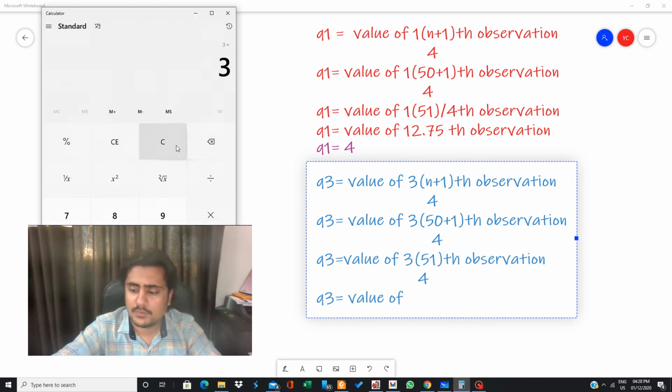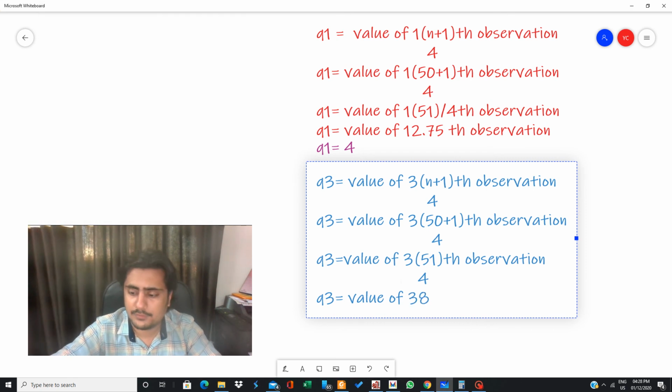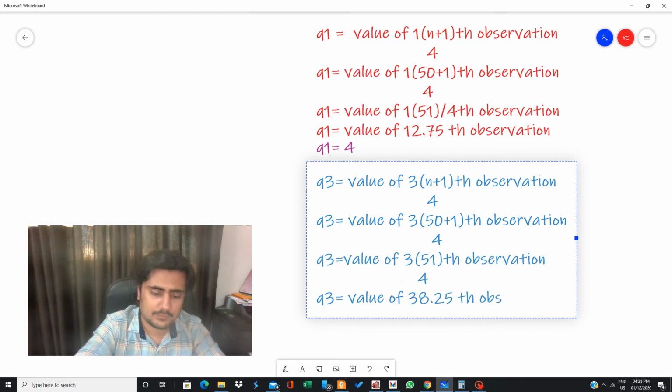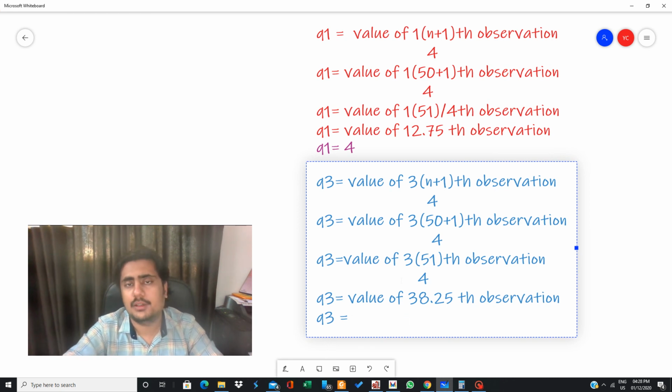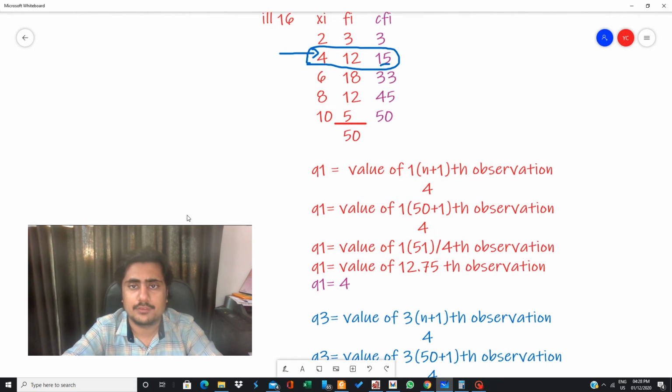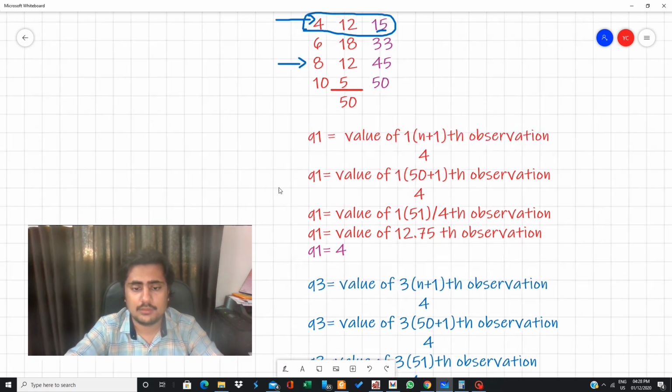This 3 into 51 upon 4 is 38.25. So my Q3 will be the value of... now this 38.25 you have to search in CFI. Now as I told you, 38.25 will be in this class, the 45 wala class. So your answer is 8. So my Q3 would be 8.